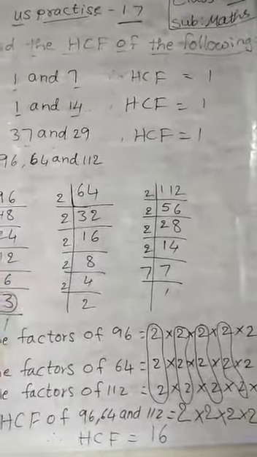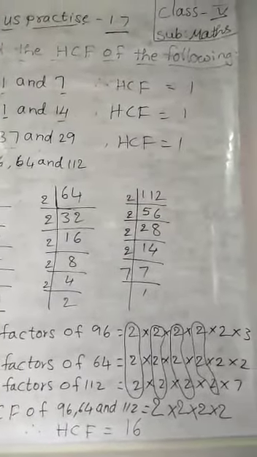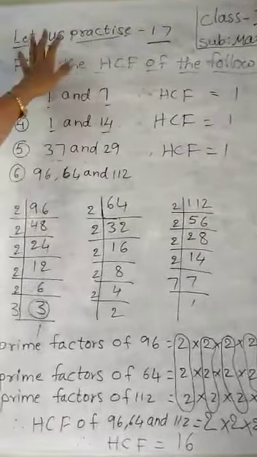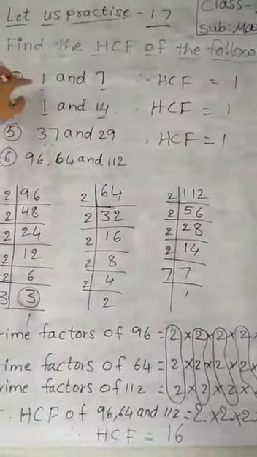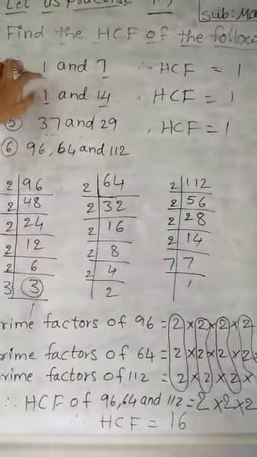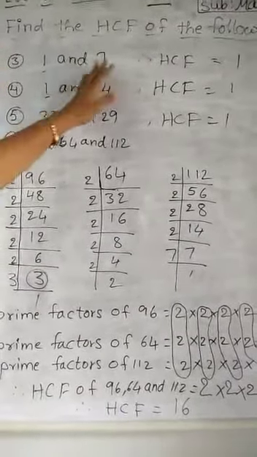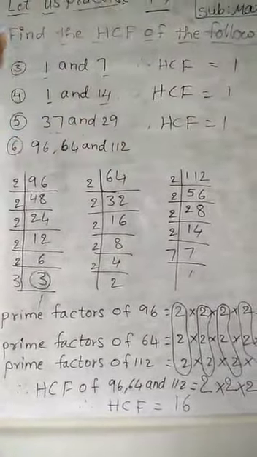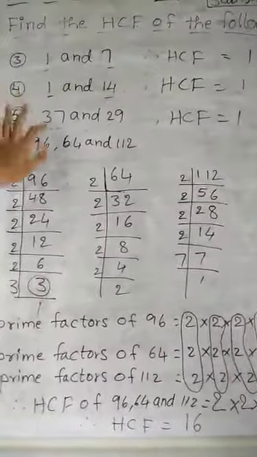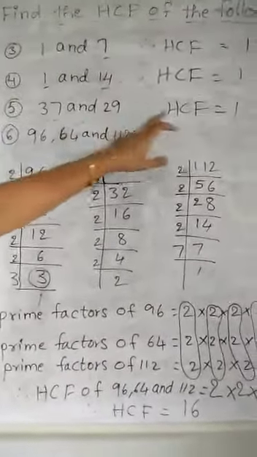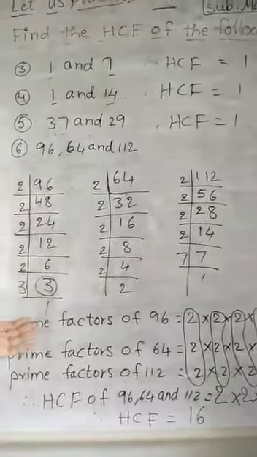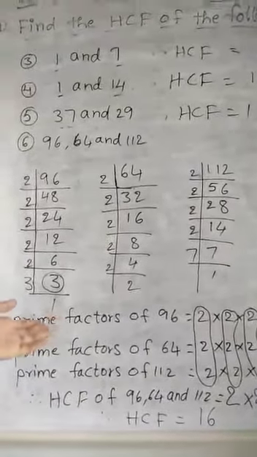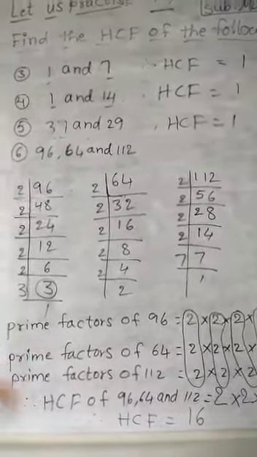Already you know how to do the prime factorization method. So let us practice 1.7, keep the heading and copy this. Once again, see, the HCF of 1 and any number is always 1, and the HCF of any two prime numbers is also 1. This is the prime factorization method. Is it clear? Take your notebook and copy.